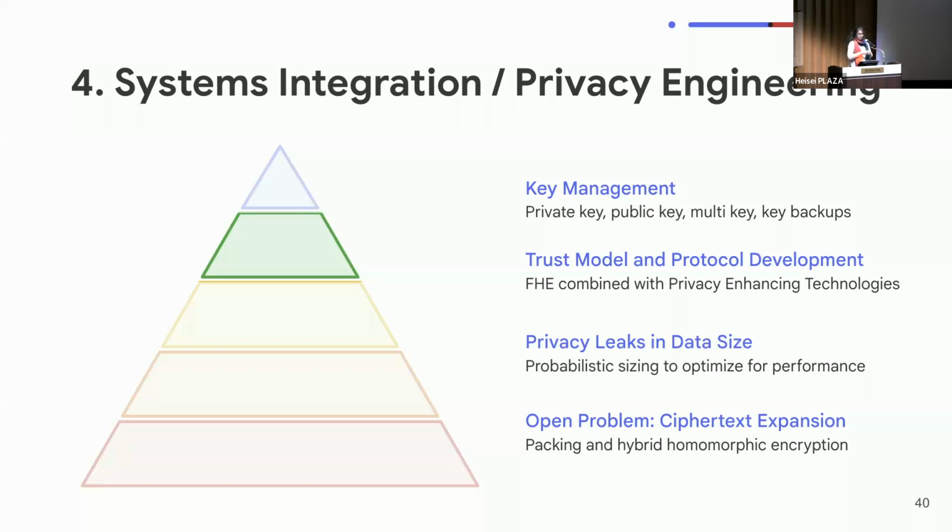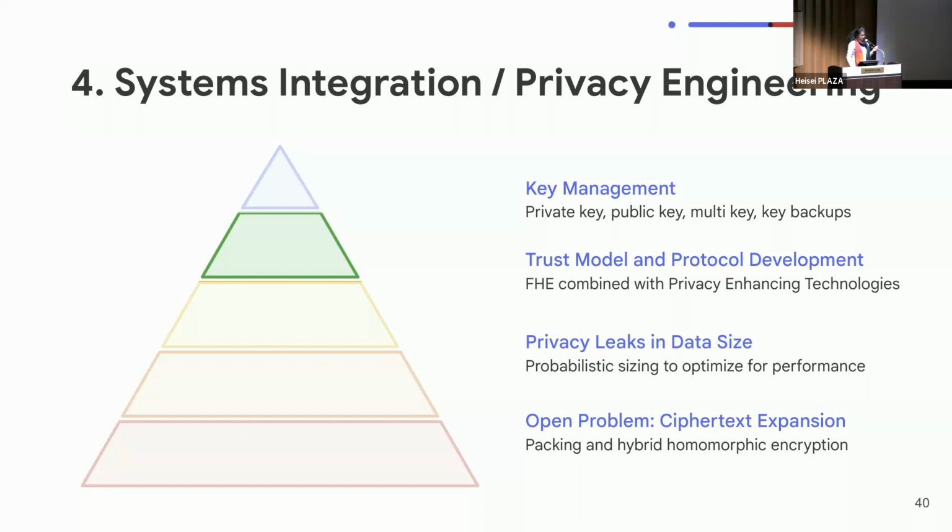So if I'm trying to do translation, how long is my output string? If it's always 500 characters or 1,000 characters or 1,000 words, then you're always generating 1,000 words, which is bad for performance. So you may need some form of probabilistic sizing, so you still hide the data size, but also get the performance. And the open problem, ciphertext expansion.